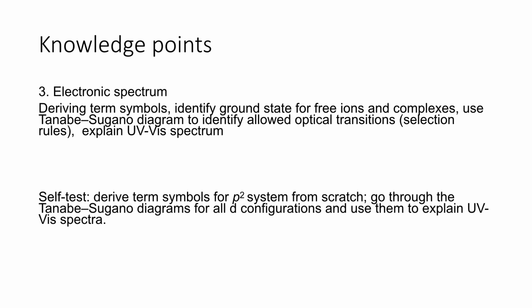On the complex side, that is a case where you consider only ligand-metal interaction, but not electron-electron interaction. For that case, you should also be able to identify the ground state electronic configuration and also the first, second, and third excited state configurations. Once you can do that, then you should be able to read a Tanabe-Sugano diagram.